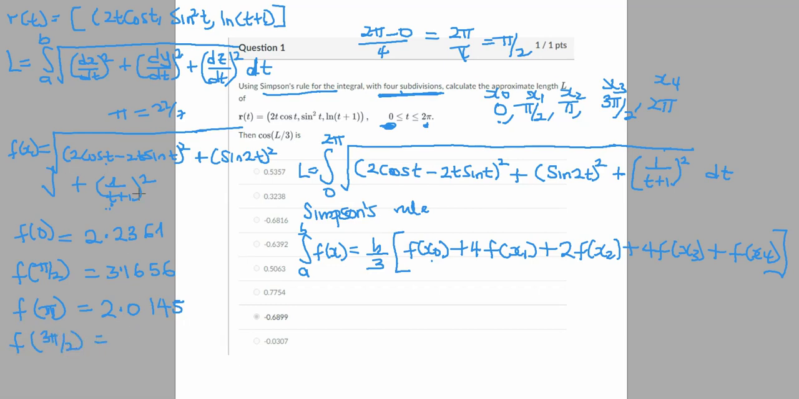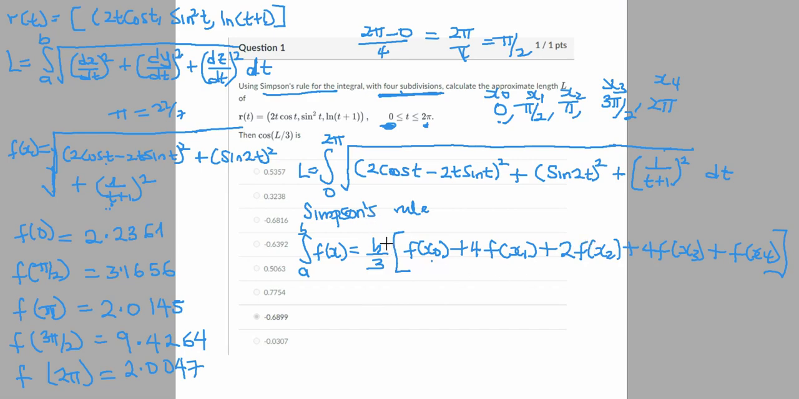Then you find your f of x3, which is your 3 pi over 2, f of 3 pi over 2. You substitute 3 pi over 2 inside this function again, and don't forget to square root. There's a square root. So you're going to get 9.4264. You find the last one, f of x4, which is f of 2 pi. You substitute 2 pi inside this function. You're going to get 2.00047. So we've gotten all our function values, f of x0, f of x1, f of x2, f of x3, and f of x4. So the next thing is to substitute all these values into it.